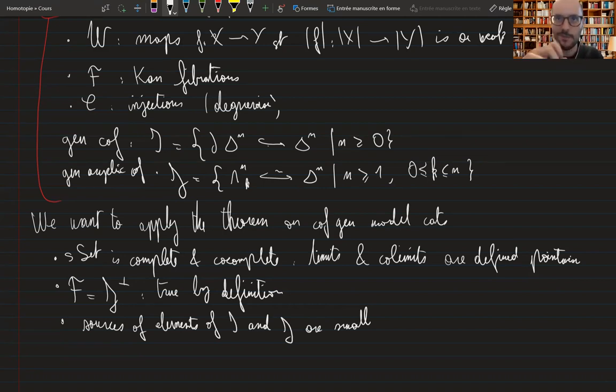So these three things to check are very easy. What we are going to check is the rest. All right, so there is a question: how can we define W without going through Top? Can we use homotopy groups of sSets? Yes, you have to use simplicial homotopy groups that you saw last semester.